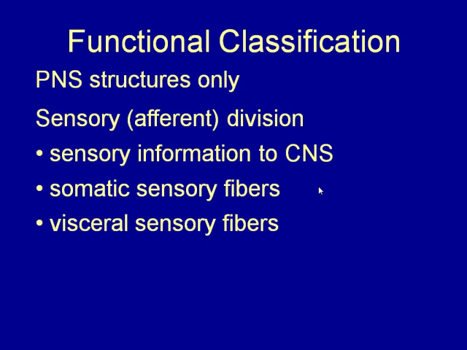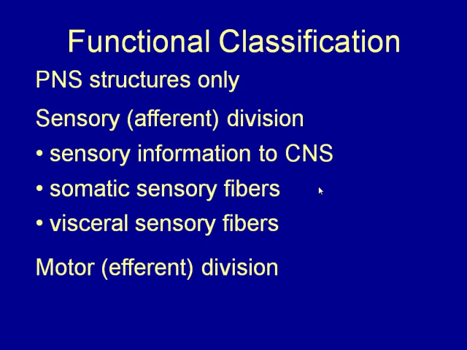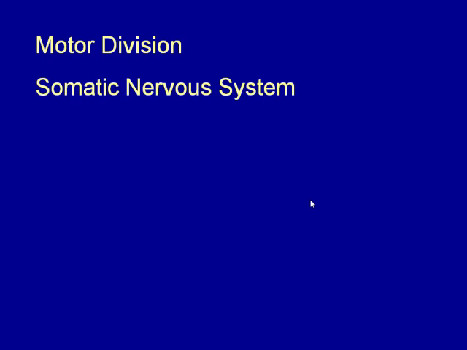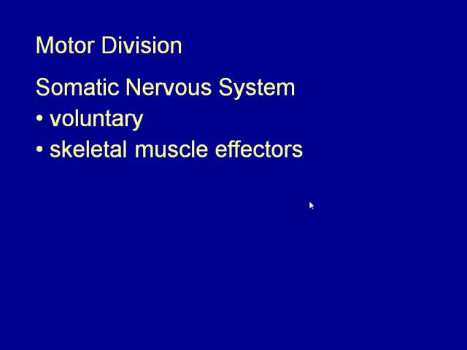The other functional classification is the motor division, or the efferent division. The motor division takes impulses from the central nervous system to the various effectors. The motor division is further subdivided into the somatic nervous system, which is your voluntary nervous system. Here the skeletal muscles are the effectors. So again, these are the conscious movements that you make.